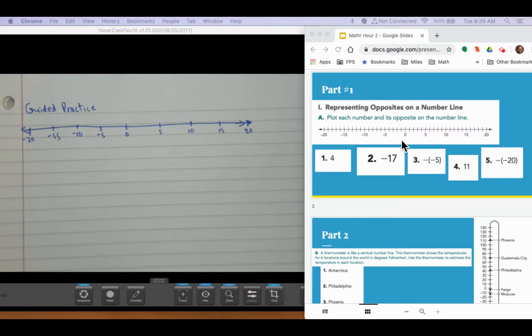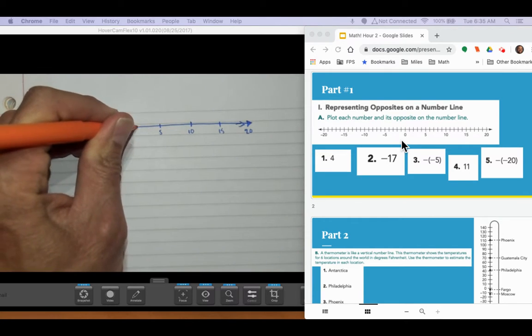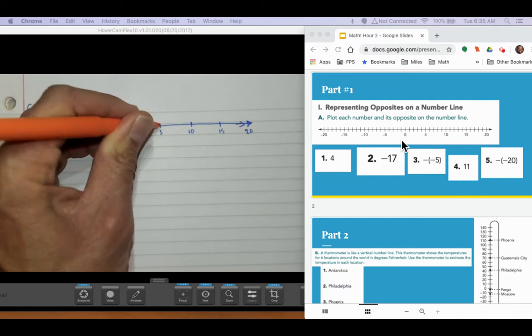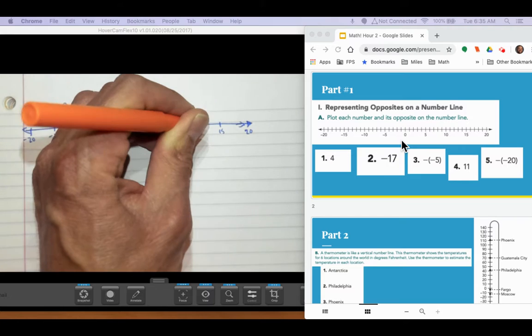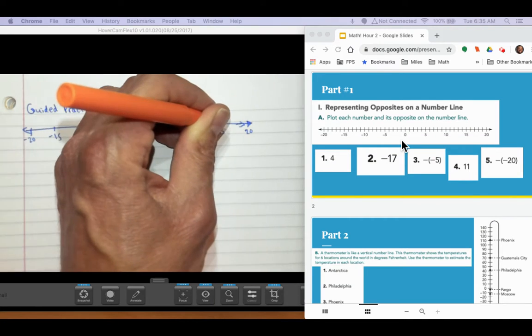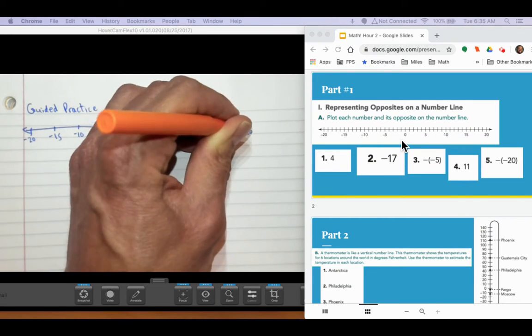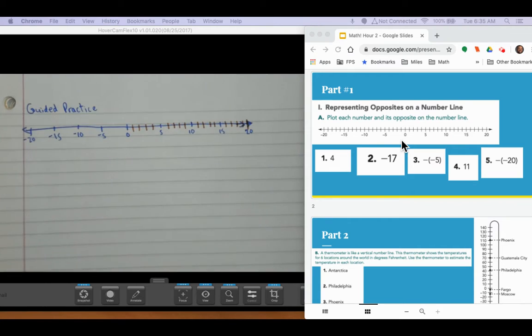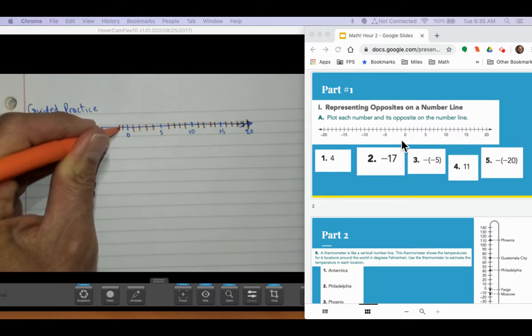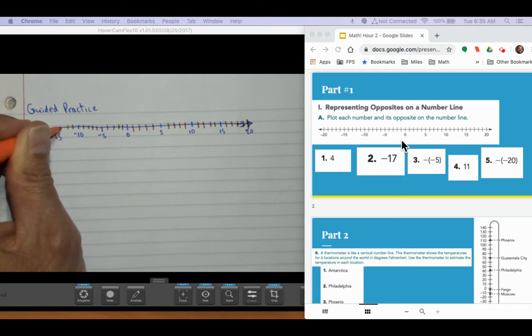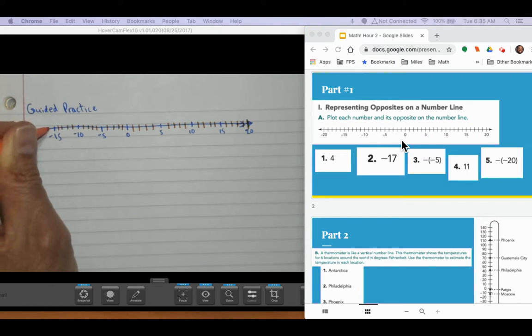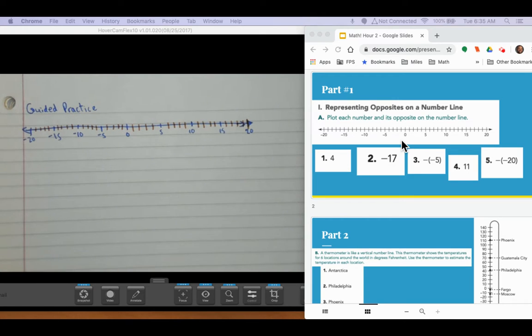Okay. 1, 2, 3, 4, 5, 6, 7, 8, 9, 10, 11, 12, 13, 14, 15, 16, 17, 18, 19, 20. -1, -2, -3, -4, -5, -6, -7, -8, -9, -10, -11, -12, -13, -14, -15, -16, -17, -18, -19, -20.